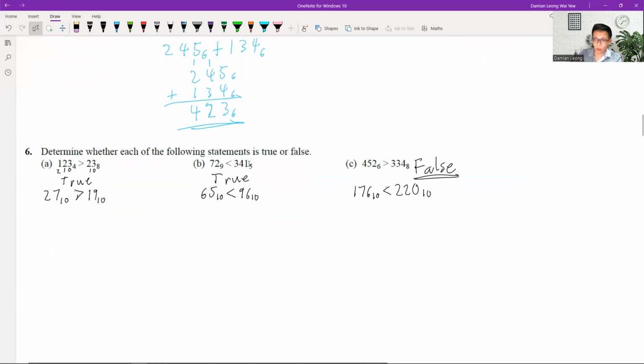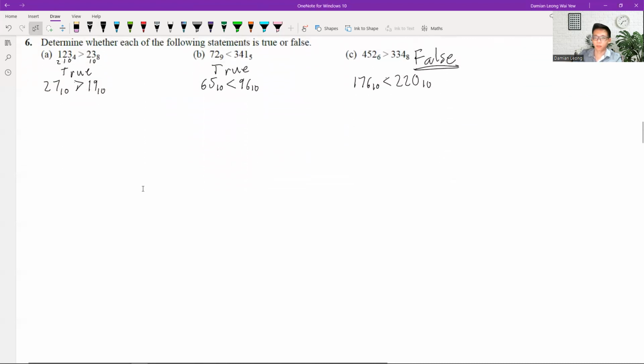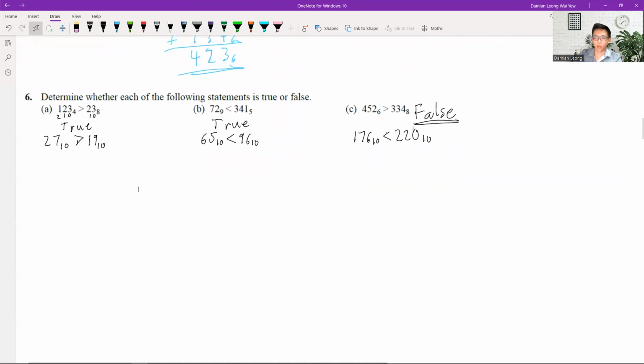Comparing between the numbers in different bases: convert both to base 10, or convert one of the numbers to the other base, like base 9 to base 5 or base 5 to base 9. Then compare. It has to be the same base, then only we can clearly compare them. If not, it's a bit difficult to see how the values compare with one another. All right, that's question 6 here.